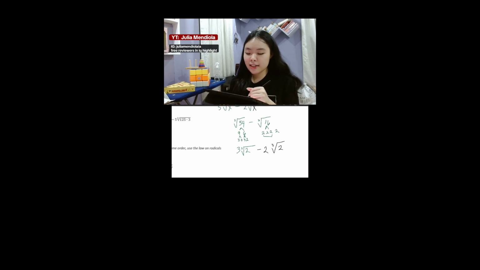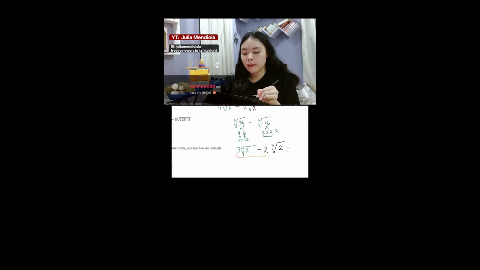What's the final answer, guys? 3 minus 2 will give you 1. So, that's just cube root of 2. Yes. Cube root of 2 ang sagot. Okay, gets na natin yan.